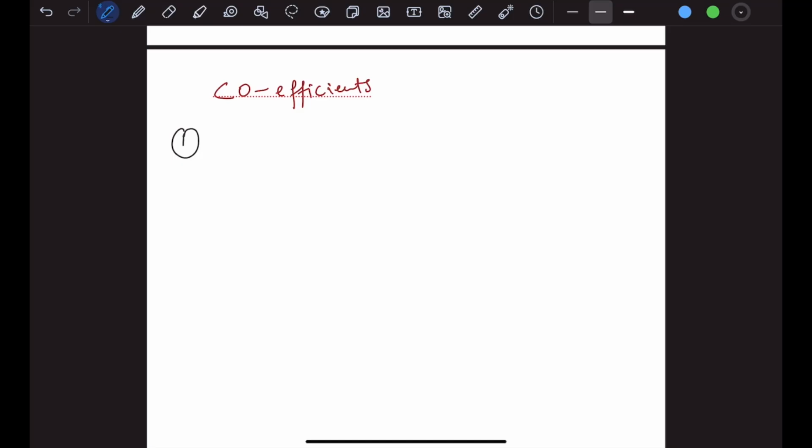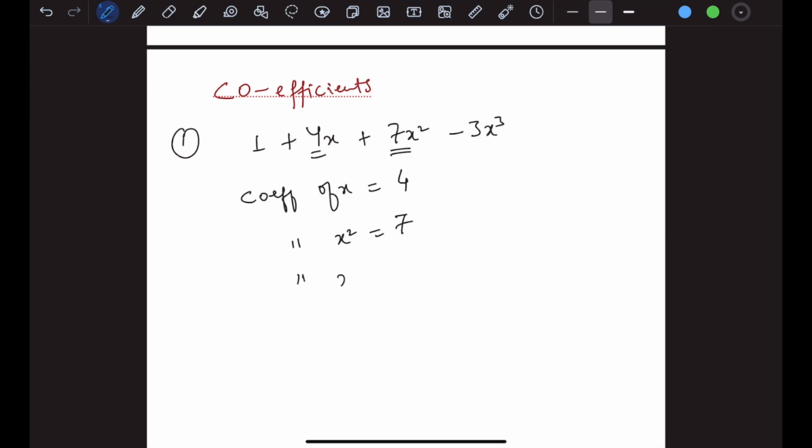So first, what does coefficient mean? In an expression 1 plus 4x plus 7x square minus 3x cube, coefficient of x is equal to 4. So the numeric part is the coefficient. What is the coefficient of x square? It's 7. What is the coefficient of x cube? It's minus 3. This is what coefficients mean.